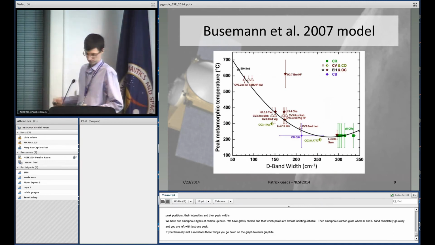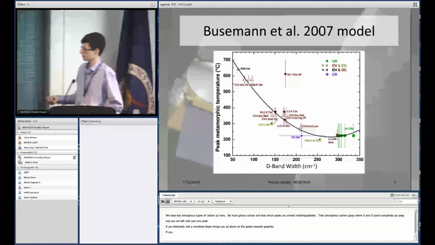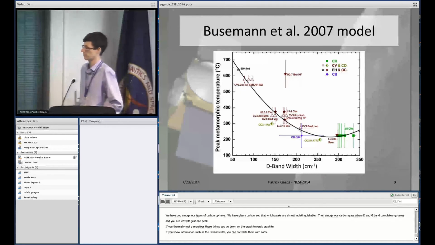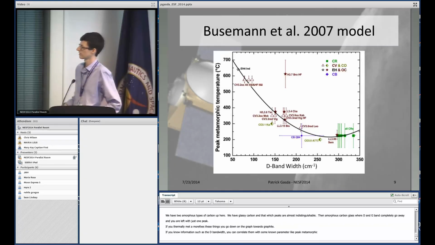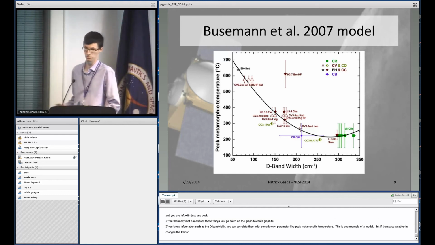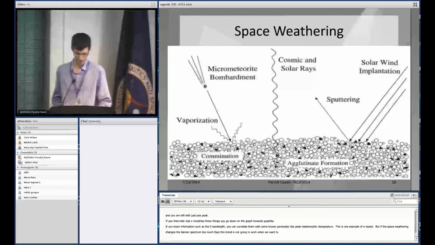Okay, so if you know information such as the D band width, you can correlate it with some known parameter like peak metamorphic temperature and make these sorts of models, such as this one. It's just one example of a model, but if the space weathering again changes the Raman spectrum too much, then this trend is not going to work when we want to characterize our samples.